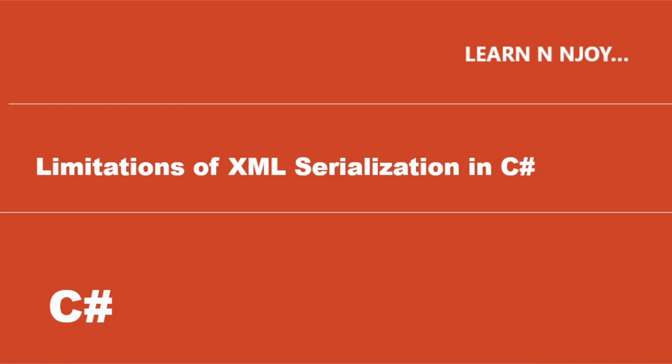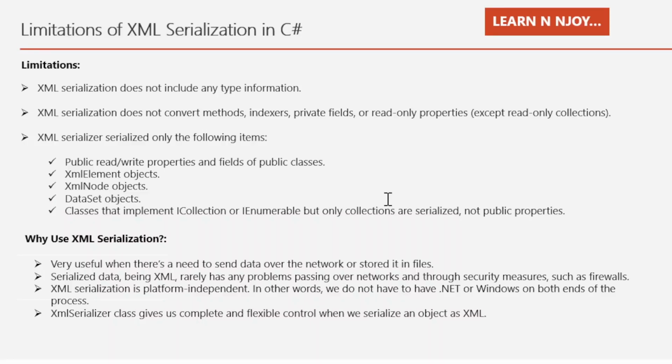Limitations of XML serialization in C#. So here we are going to discuss the limitations of XML serialization in C#. What are those limitations? Number 1, XML serialization does not include any type information. So if you want to know the type information for the particular object that we are trying to serialize, it does not get captured as a part of the XML serialization process. That's what I have written: XML serialization does not include any type information.